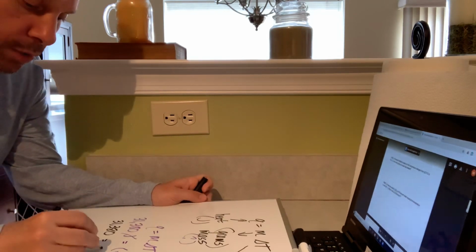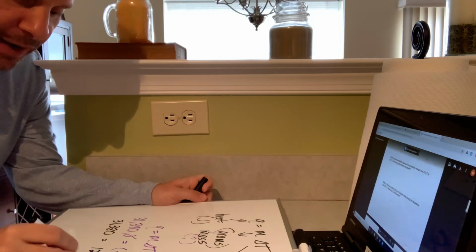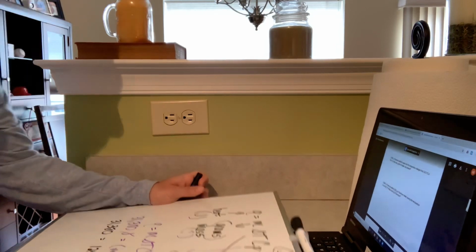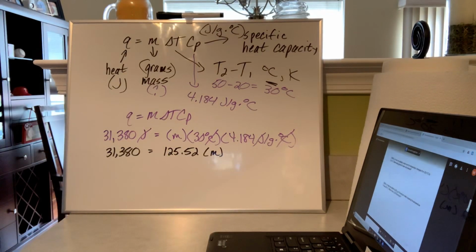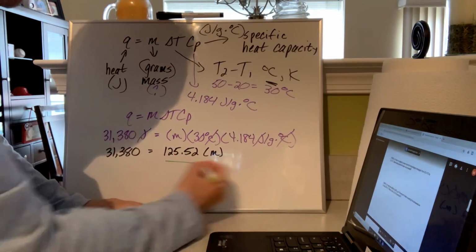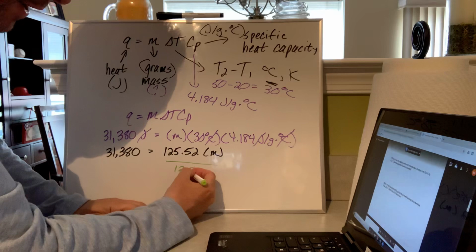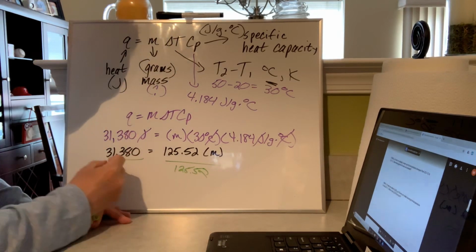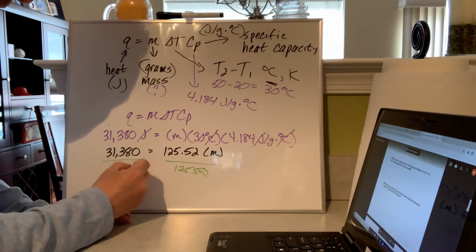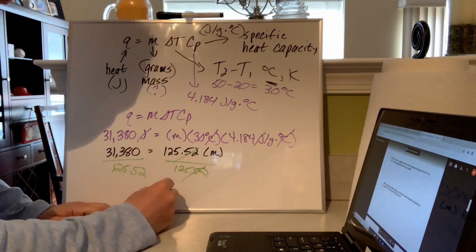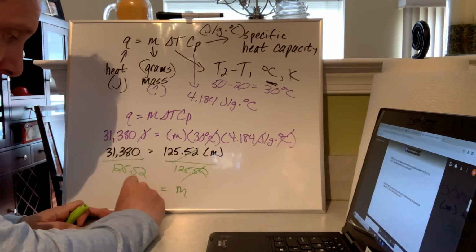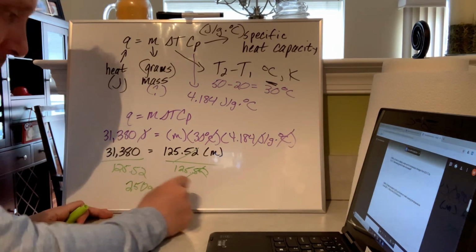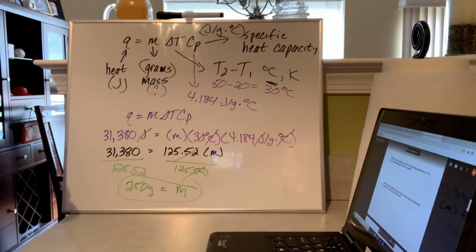125.52. So we got 125.52 times m. Okay, so that's really all we're left with, right? Well, simple algebra now. You just divide by 125.52 and divide by 125.52. It goes away. We have m left, and the answer is 250 grams. That's it, kids, okay?